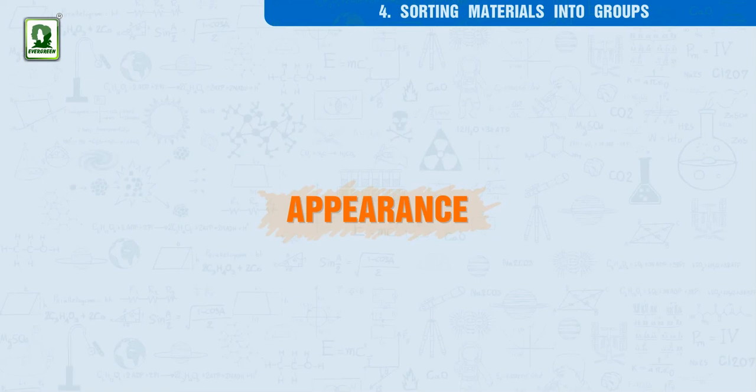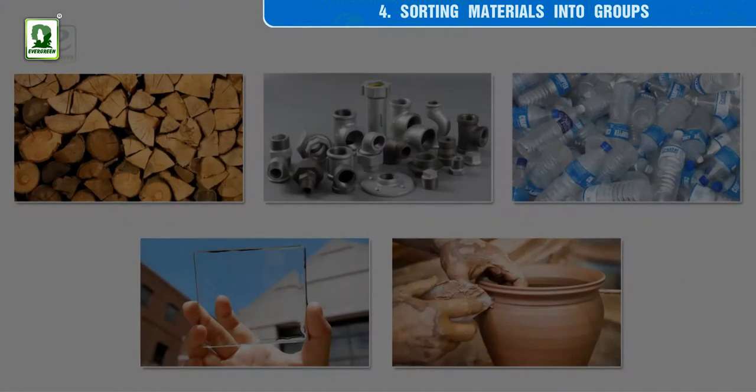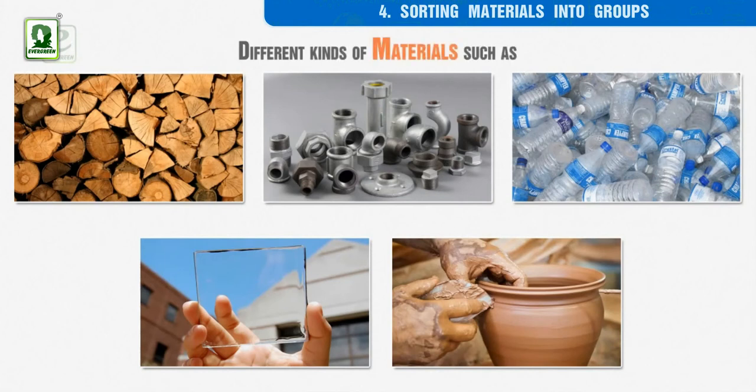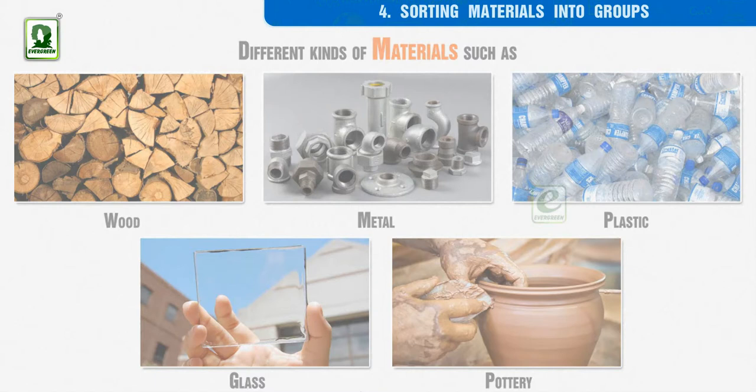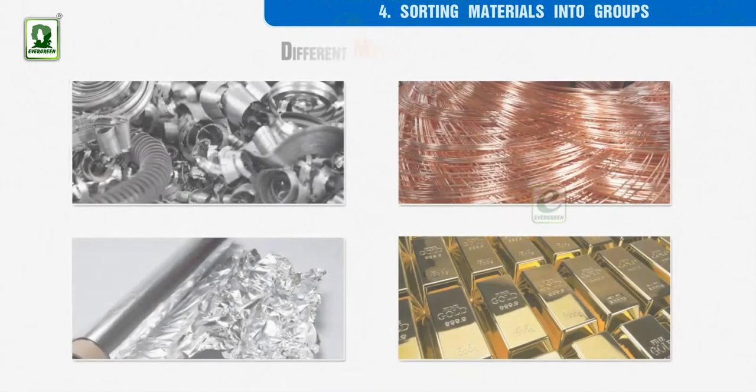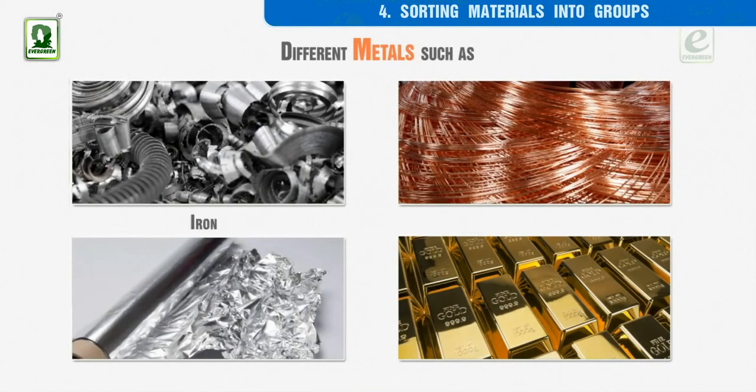Appearance. Different kinds of materials such as wood, metal, plastic, glass, and pottery look different from each other. Even different metals such as iron, copper, aluminium, and gold appear different from each other, but at the same time, they have some similarities too.